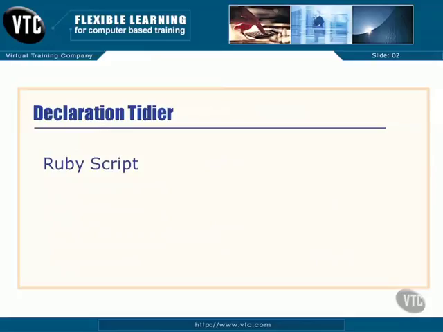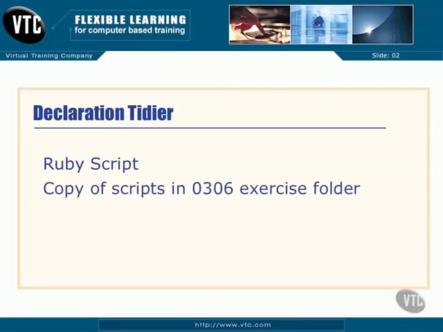The second user script is the declaration tidier. This is a convenient script I wrote to help me keep my code more structured. It is not necessary, but I like my code to be neat. The declaration tidier is a Ruby script that formats a header file's variable declarations. It is out of the scope of this tutorial to explain the script itself, so we will just use copy and paste. You can find a copy of both of these scripts in the exercise files in the 0306 folder.